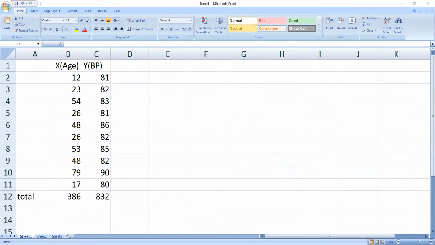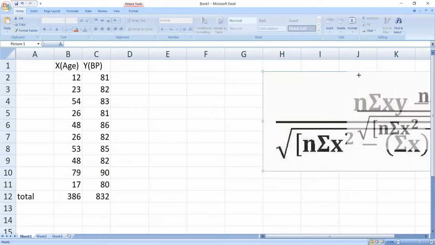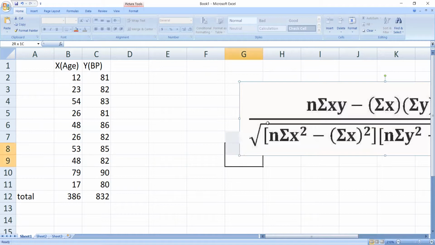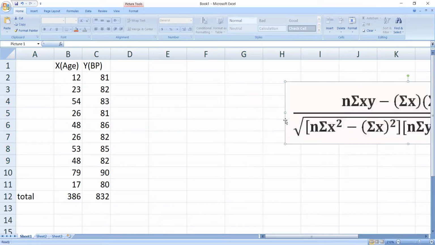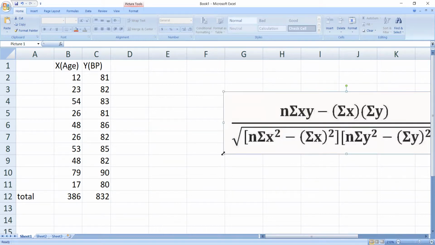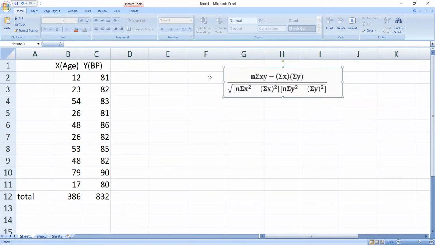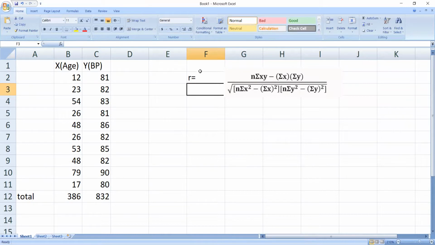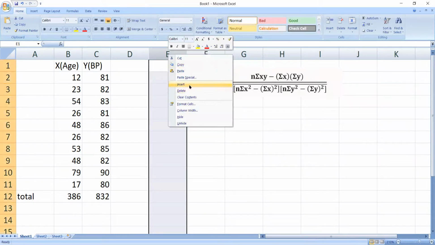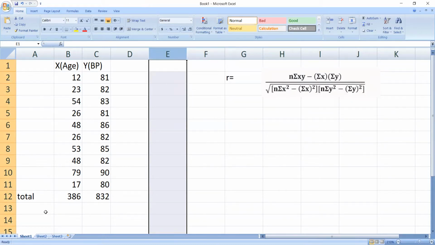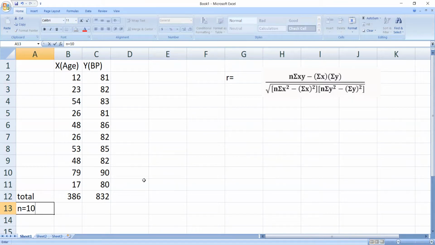Let me pick the formula. This is the second method, which is based on just the product of X and Y, squares of X and squares of Y. So this is my R. What this is telling us is, if you have the data X and Y, you first need the count of n, that is, how many pairs you are taking. So you have the value of n.